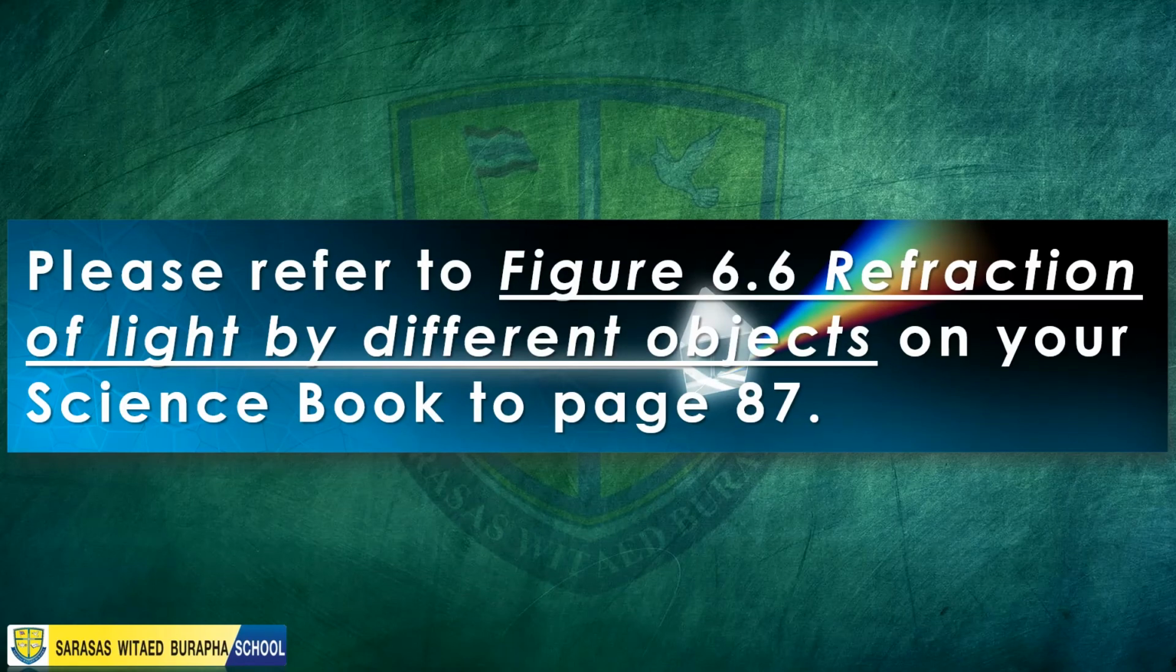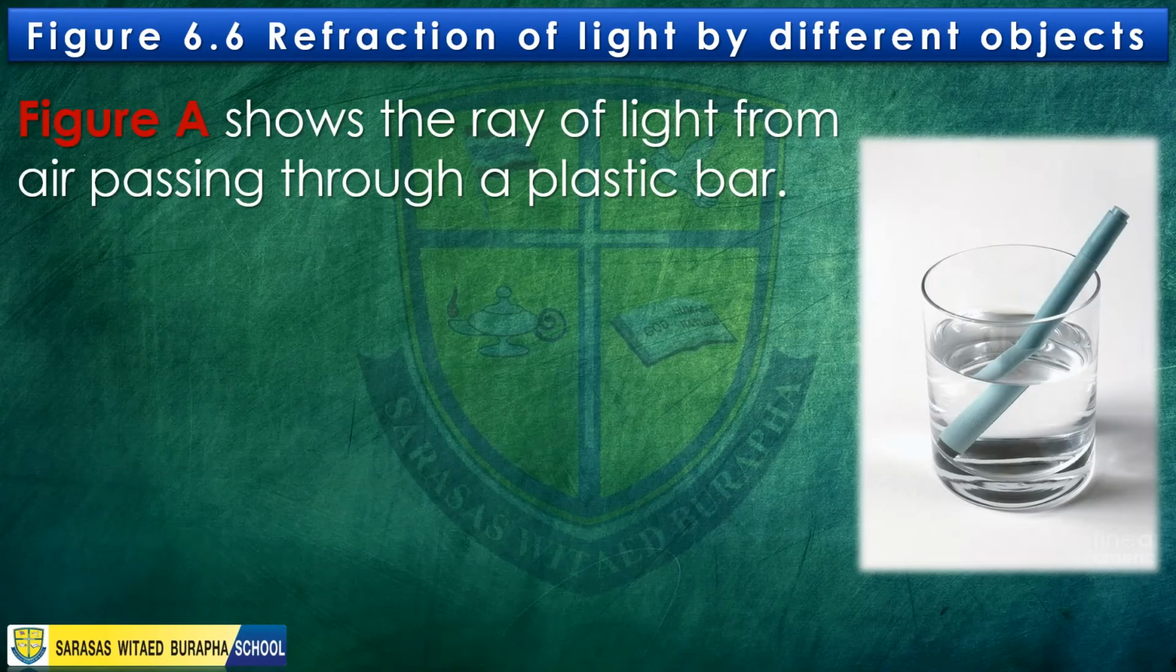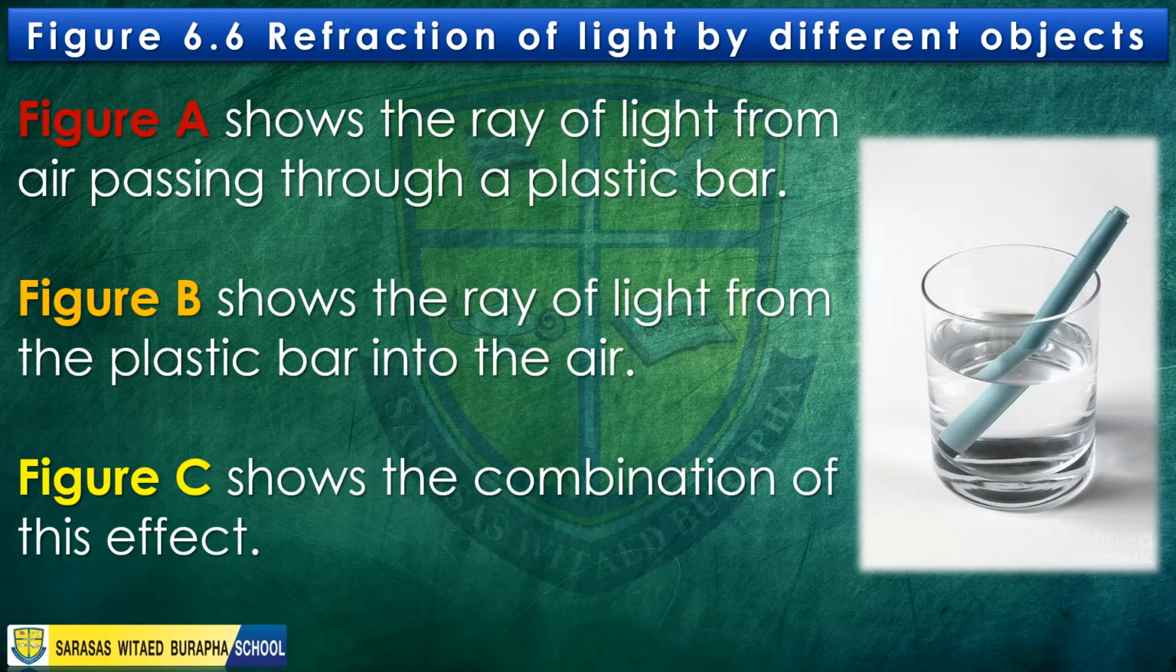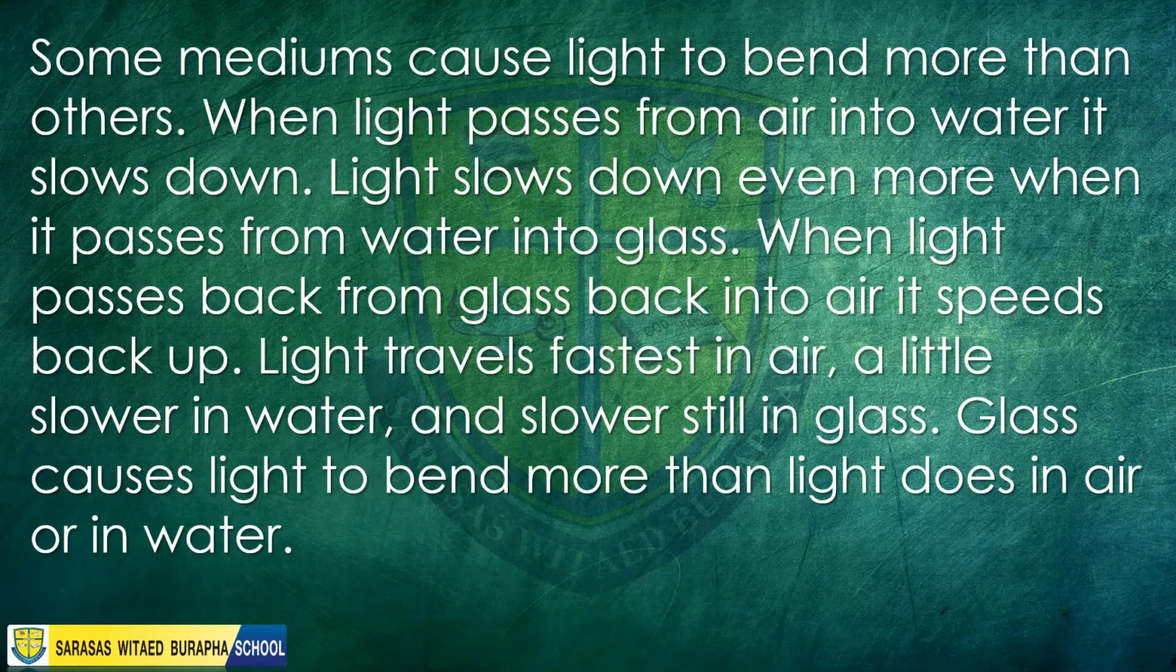Please refer to Figure 6.6 Refraction of Light by Different Objects on your science books to page 87. As shown in the illustration, Figure A shows the ray of light from air passing through a plastic bar. Figure B shows the ray of light from the plastic bar into the air. Figure C shows the combination of this effect.